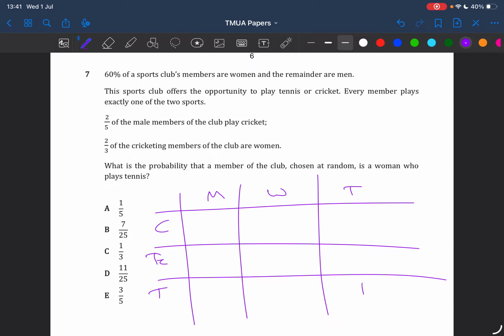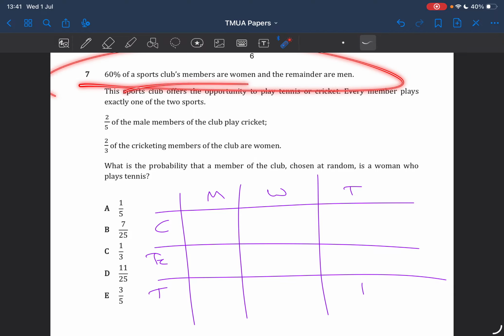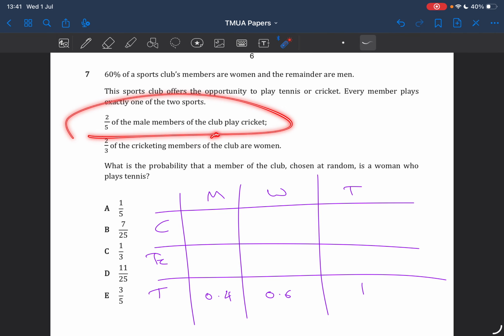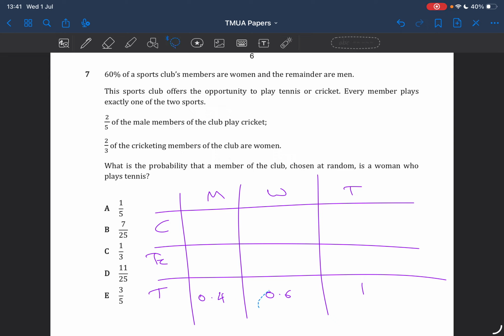So what things do we know? 60% of the sports club members are women. So in here we can get 0.6, and in here we can get 0.4. 2/5 of the male members play cricket. So let's make this not 4 but 40, and I'll make that 60 as well. 40 and 60. 2/5 of 40. No, 1/5 would be 8. So 2/5 that is 16, and that's for the cricket. And therefore 3/5 must play tennis here. 0.24.